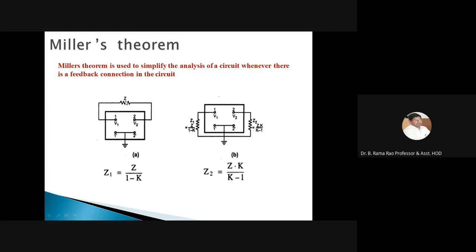So the single impedance Z, which is connected between the input terminal and output terminal, can be split into two impedances at the input end and the output end. Z1 is the input impedance, Z1 is Z by 1 minus K, and Z2 is the impedance at the output end, which is given by Z into K by K minus 1. Then what is K?